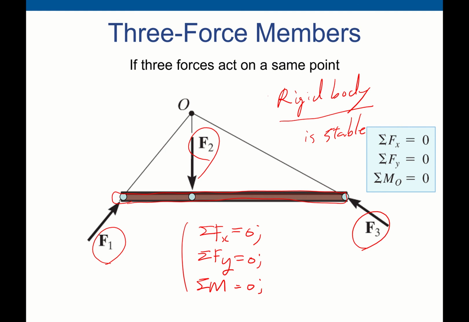If this rigid body is stable, that means these forces have an xy component. But when you add up all the components, Fx and Fy, they should be equal to 0. And the moment should be equal to 0. Right? So let's calculate the moment at point O. In this case, sigma moment at point O.